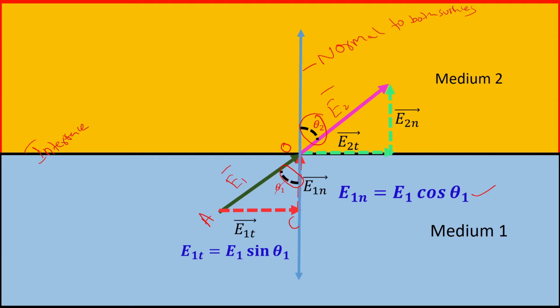We can establish a similar relationship, but to do that, we may use the properties of alternate angles and say that this angle is also theta 2. Now, if this angle is theta 2 and this is a right angle triangle, OBD. Now, using this, I can also define cos theta to be E2n by E2 and sin theta to be E2t by E2. Therefore, these are the four different components and their relationship with E1 and E2.